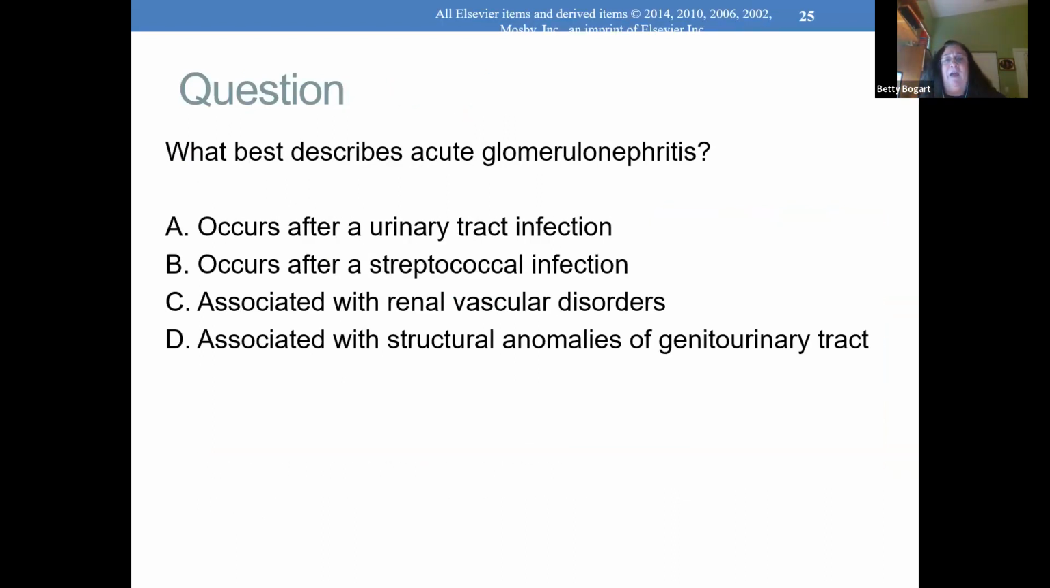So what best describes acute glomerulonephritis? Come on, Jose, you know that answer. B. Yep, it occurs after that streptococcal infection. That is usually the cause.